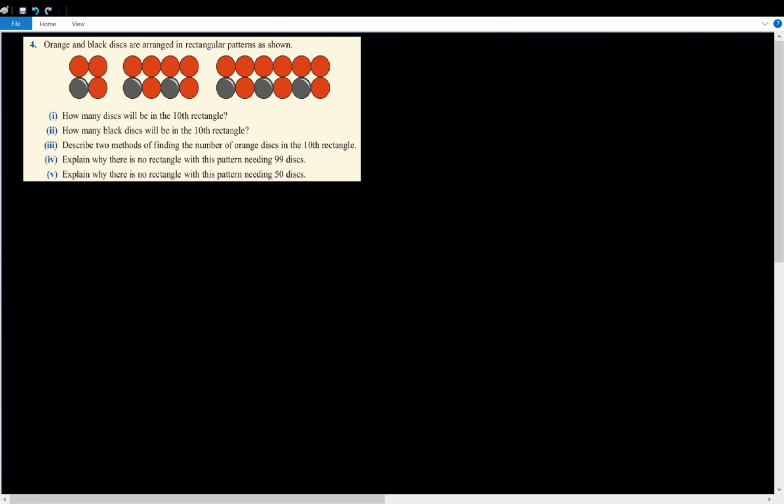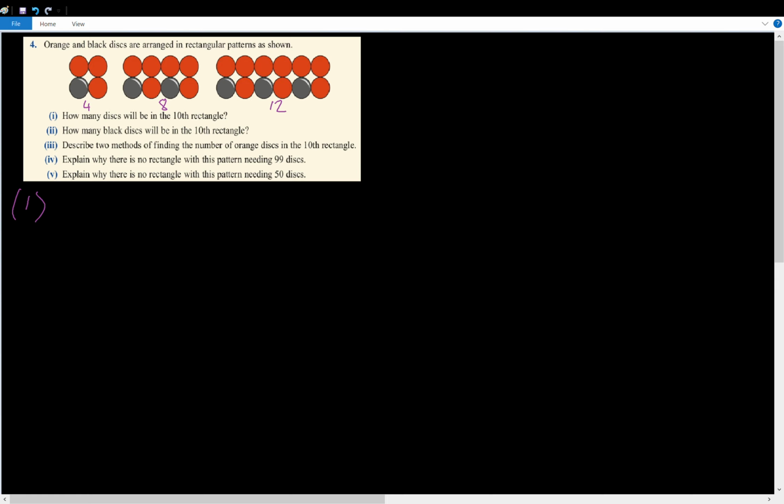Okay, so we'll start off by counting the number of discs total. In pattern number 1, there are 4 discs total. In pattern number 2, there are 8 total. And in pattern number 3, there are 12 total. So the number of discs total is following a linear progression. It's going up by 4 each time. So if we're first of all to find out how many discs will be in the 10th rectangle, it would be easiest if we were to find the general term for this sequence.